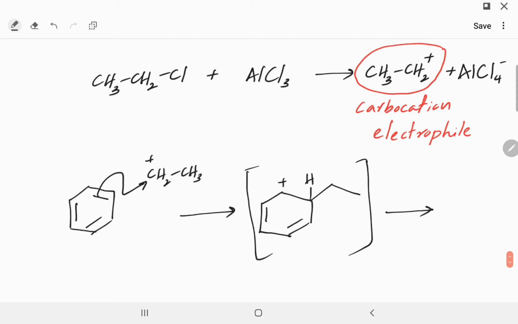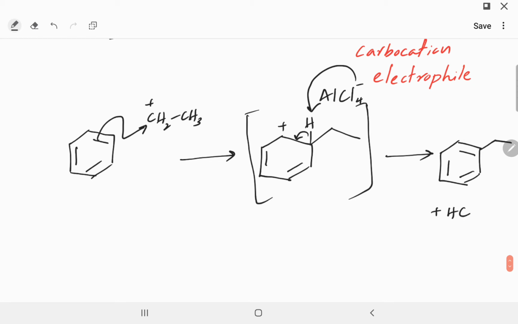Therefore it will immediately react with AlCl4 minus and regenerate the aromaticity by taking the carbon-hydrogen bond electrons into the ring. When that happens, you will get the aromatic ring back. Of course, the byproducts will be HCl and AlCl3.